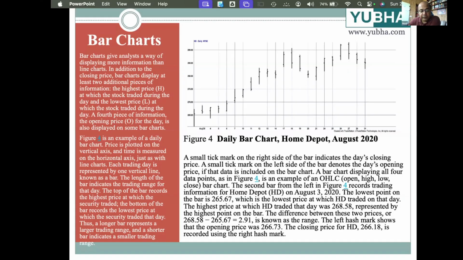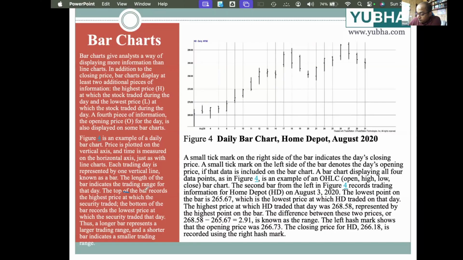Here you have the open, high, low, close, which in a way tells you how much the prices have moved up or down. Each trading day is represented by one vertical line. The length indicates the trading range. So the trading range on this day was much larger than the trading range on this day. Why? Because over here the prices probably moved $2. Here the prices moved $8. The length of that particular bar will tell you how much the prices moved, whether up or down.